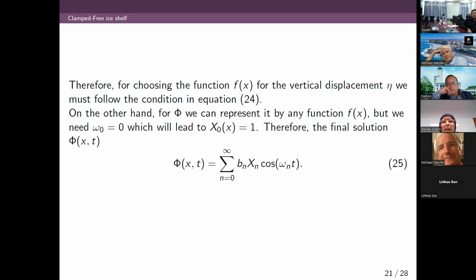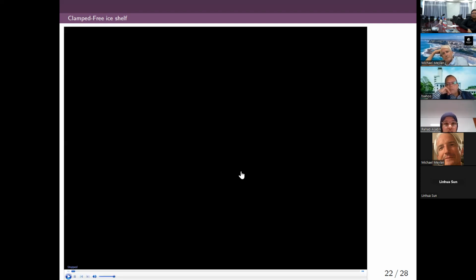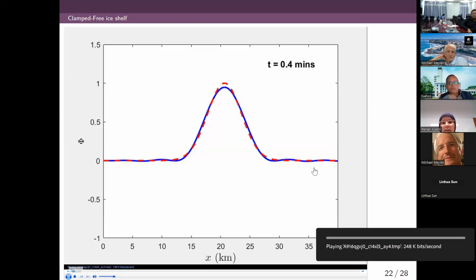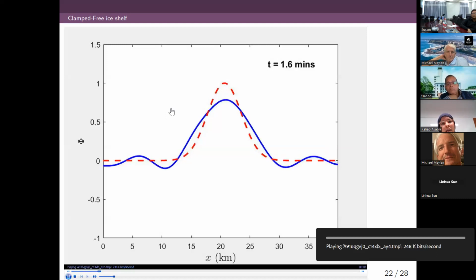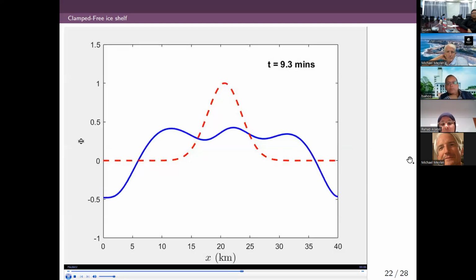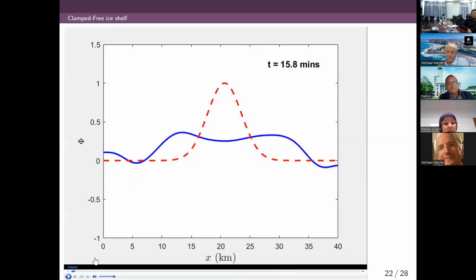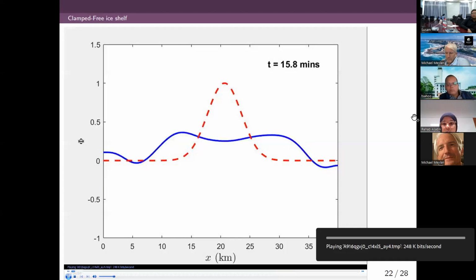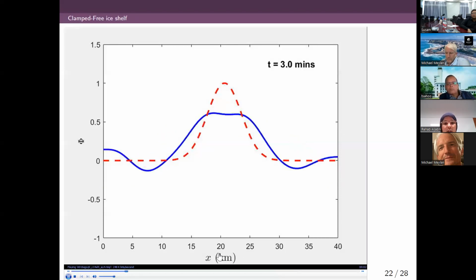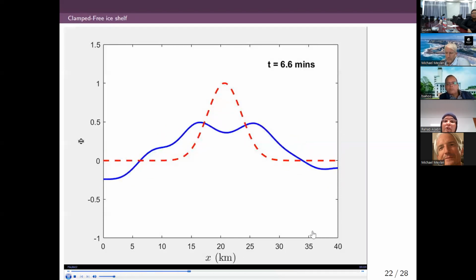And we did a simulation for the solution. We chose f(x) as a Gaussian function, and I will show you now how our solution behaves. Here the red one is our function f(x), which we chose as a Gaussian function, and the blue one is how our solution behaves. We changed everything to dimensional units, so here x is in kilometers and everything is in dimensional units.